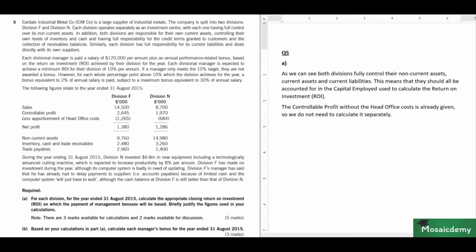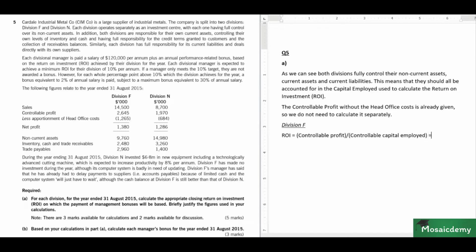We've justified the numbers, and now we're going to do the calculation. So we have the two divisions, Division F. So for Division F, the ROI is equal to, we'll write down the formula just to be clear, controllable profit, let's put it in brackets because there's a space between the words, over controllable investment, or controllable capital employed, let's put it that way.